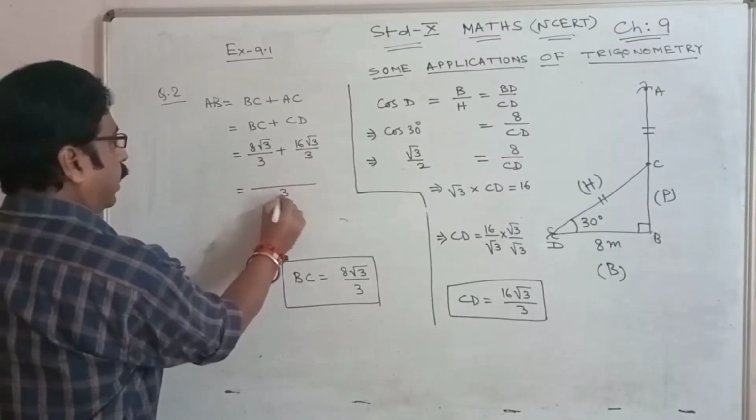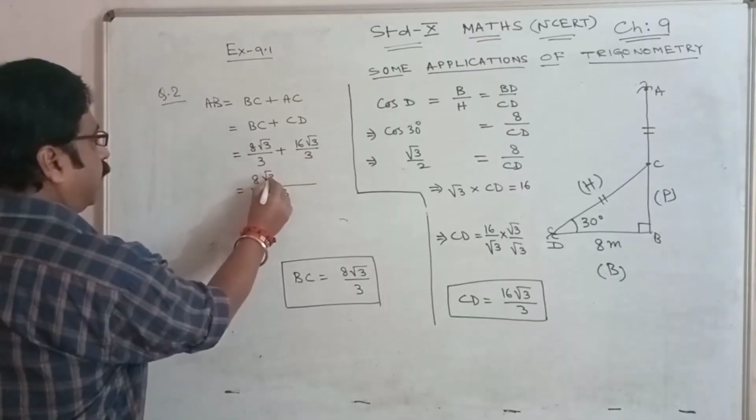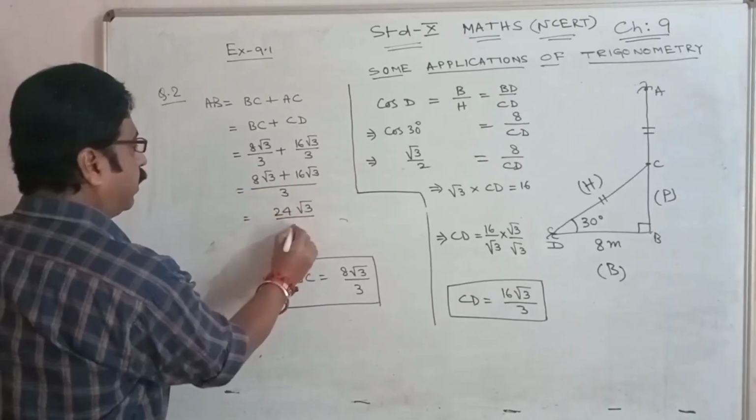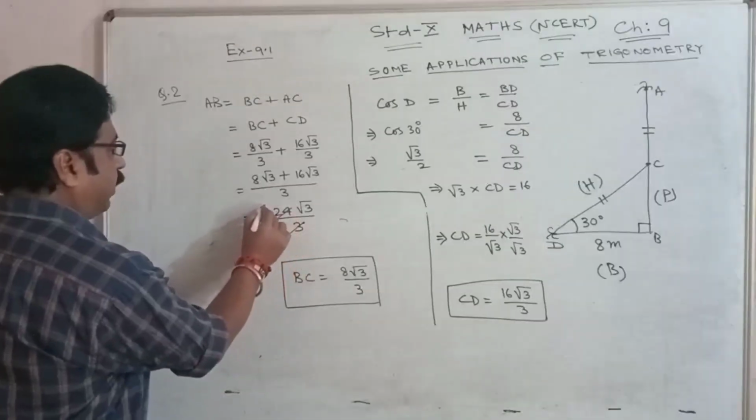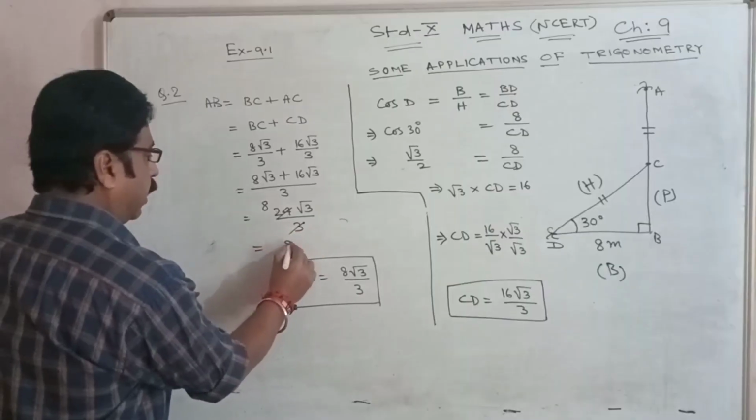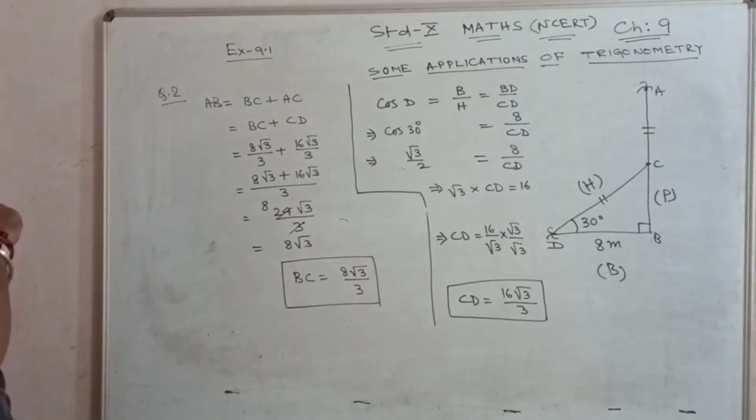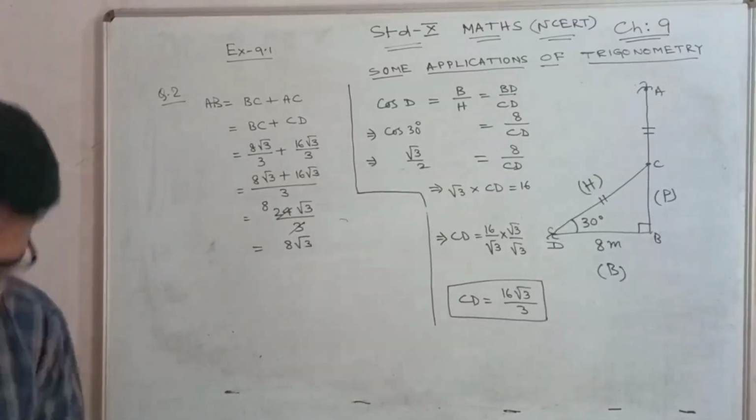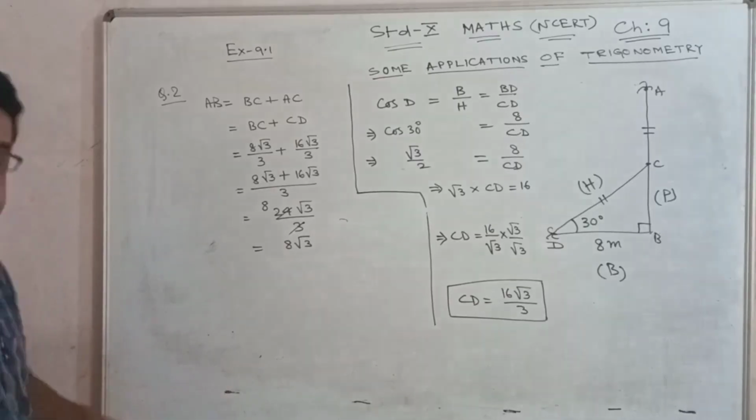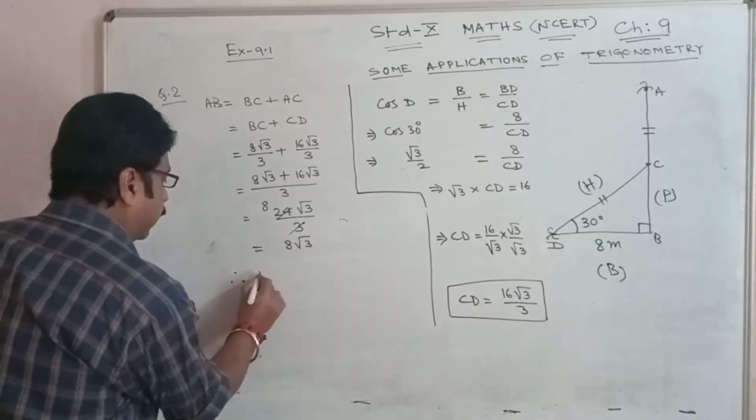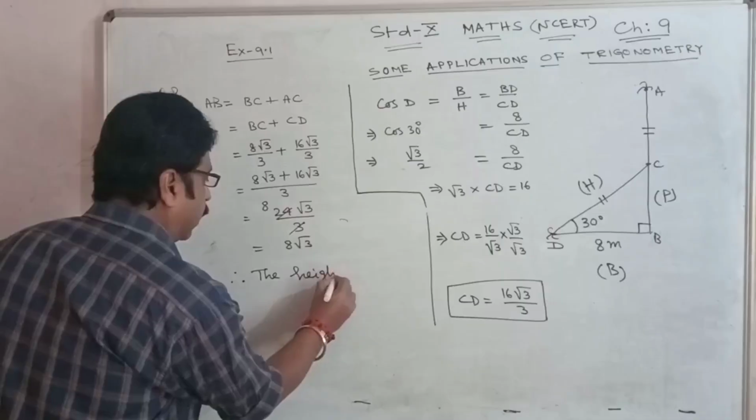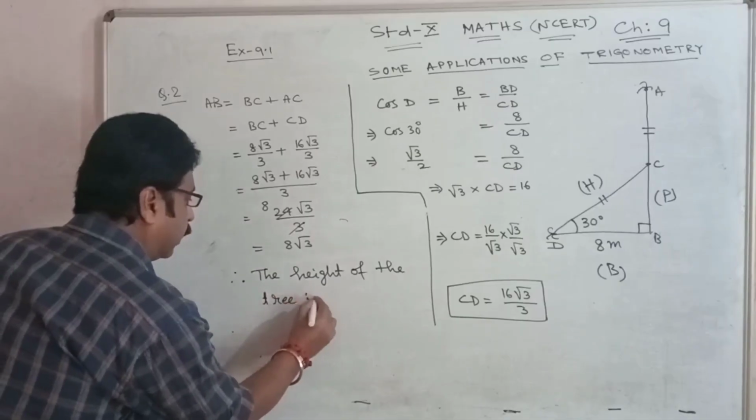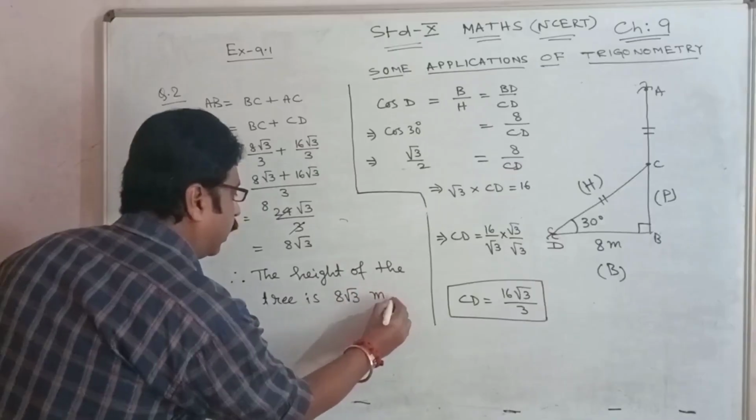If we add, the LCM will be 3 and it will be 8 root 3 plus 16 root 3, means 8 plus 16 is 24 root 3 upon 3. If we cut 3, 8 threes are 24, it will be 8 root 3. We can write the answer now. Therefore, the height of the tree is 8 root 3 meter.